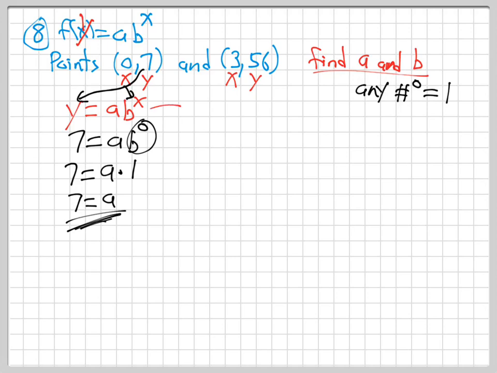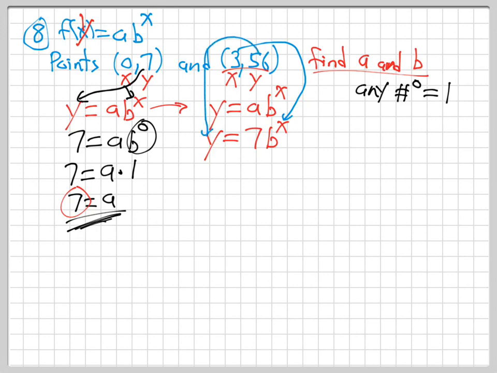Okay, now for the second point, the 3, 56, let's write again y equals a times b to the x. We know the a, it's 7. It's 7 everywhere now, so now we know what a is. Now all we have left is to find b. Let's plug in the information. This is x, so this 3 is going to plug in right there, and this 56 is y, is going to plug in right there.